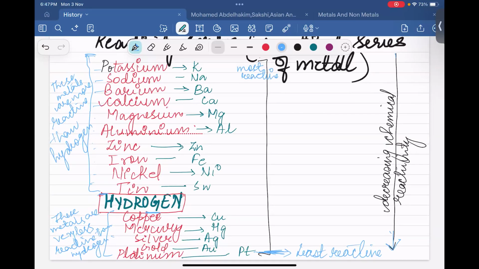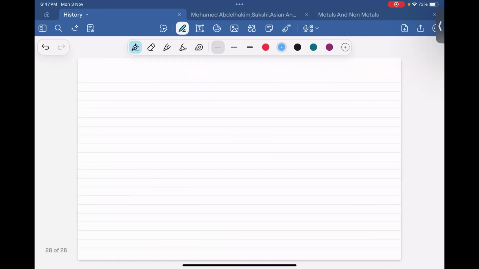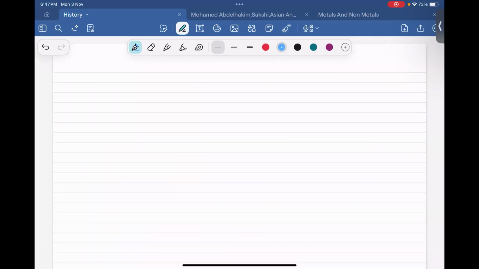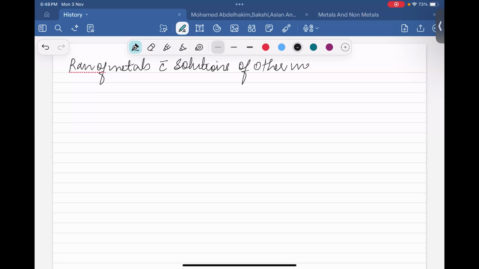Written? Okay. Now we will apply some application related to this table. Now write the heading: reaction of metals with solutions of other metal.